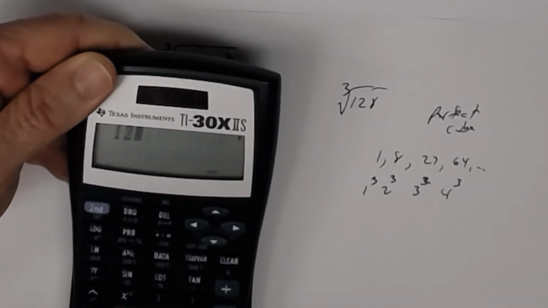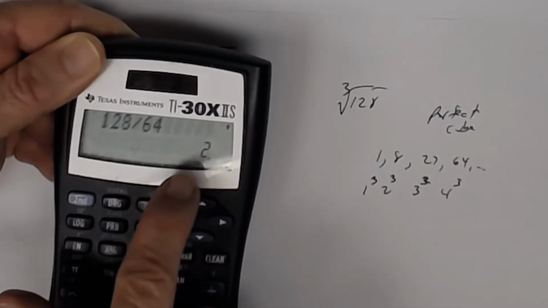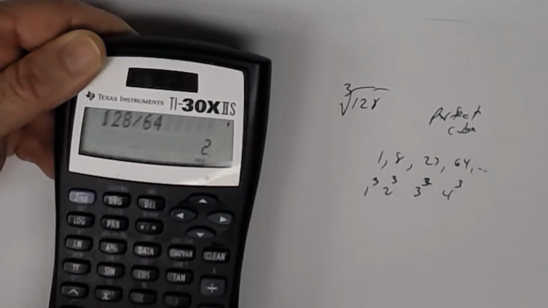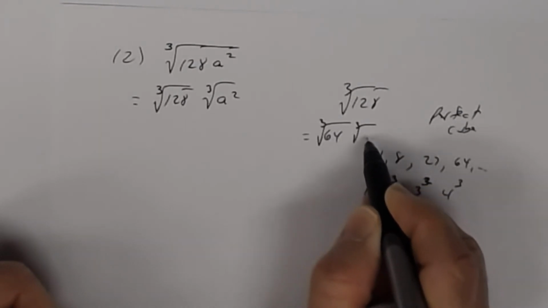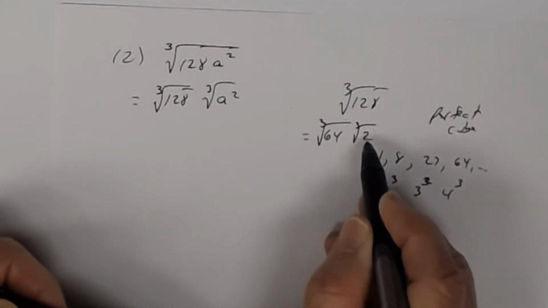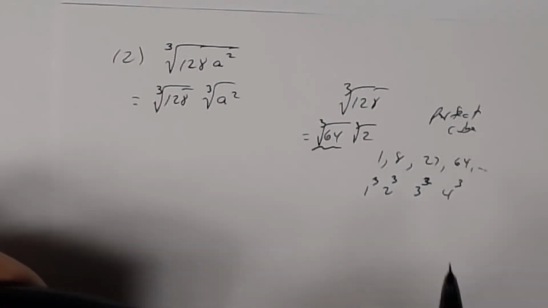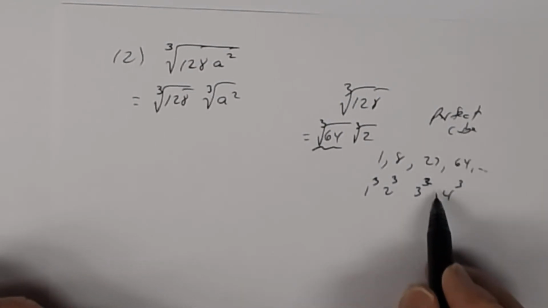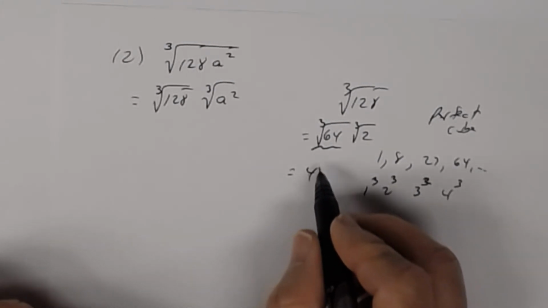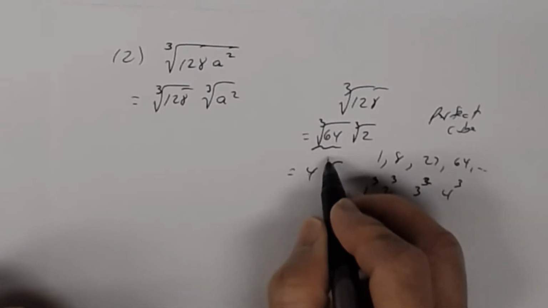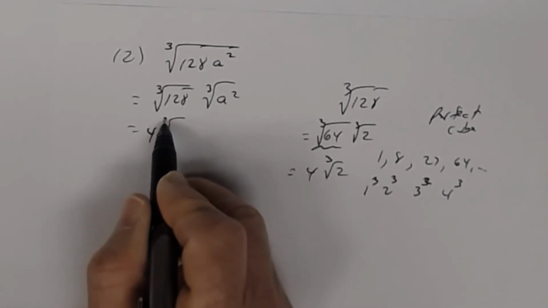So watch, 128 divided by 64 equals 2, and the only perfect cube that goes into 2 is 1. So this becomes the cube root of 64 times the cube root of 2. 64 times 2 is 128. We now know that the cube root of 64 is what? 4, right? Because 4 times 4 times 4 is 64. And then times the cube root of 2. So that goes here: 4 times the cube root of 2.